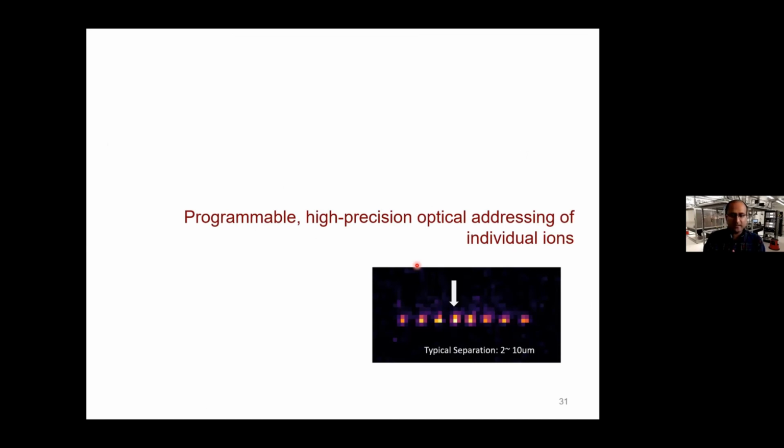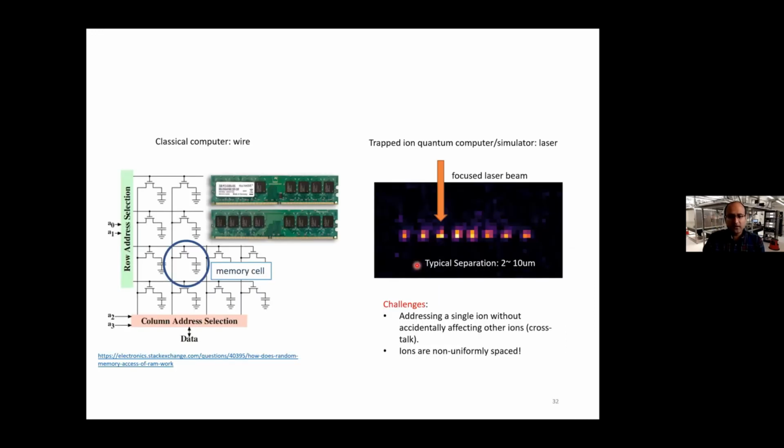Okay. The final thing, just in a couple of minutes, I want to show some recent results from our lab, where we focus on a very central technical challenge: how do you control individual ions? If you have a classical computer, you send some current or signal to address each memory cell on your memory block. If you want to do the same thing with your trapped ion quantum processor, simulator, or computer, you'd like to send lasers that are focused.